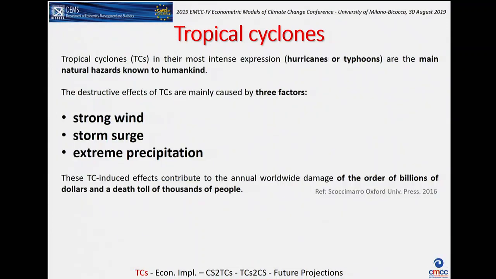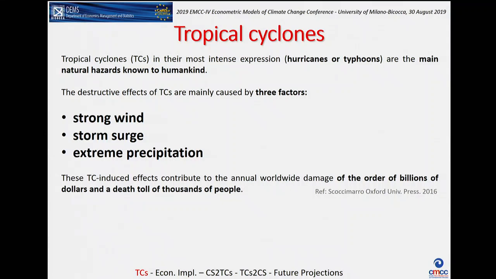So we said that the most intense tropical cyclones are called hurricanes and typhoons, but their destructive effects are related mainly to three factors. There are more than three, but the main three are strong winds, storm surge, and extreme precipitation. This is responsible for billions of dollars of damages and a huge number of deaths over the years, and we will be back on this in a few slides.